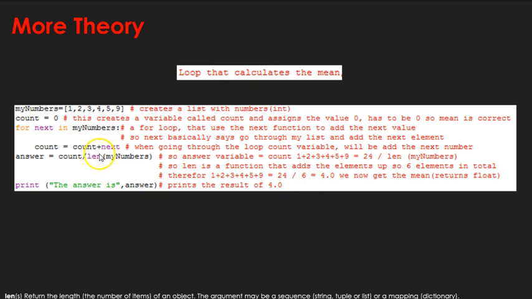So what we're doing here with the length function, we're saying how many different indexes were added together. Okay, so it will be divided by 6, which should give us 4.0. So there we get the mean, which returns as a float. So we can set it up as a float in terms of the answer, but it will automatically do that in terms of how we do it.